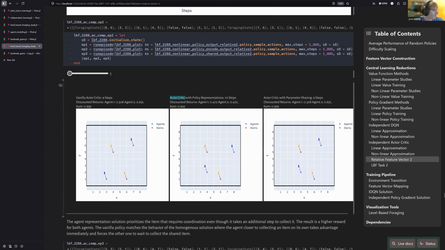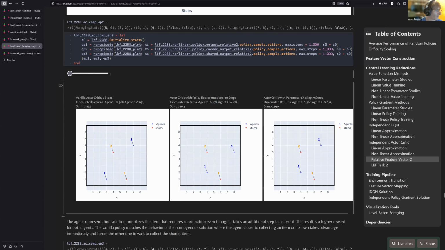Notice that this version that uses policy representations actually takes more steps to complete an episode. But we can see the returns are more evenly shared between the two agents, and the overall sum of the result is slightly higher. Now, this algorithm is not directly optimizing the sum of rewards because this isn't a common reward problem. The agents get distinct rewards based on which items they individually collect and how they participate in collecting items together. So we shouldn't necessarily expect this number to be higher or lower for one algorithm, but we can see how the agents are working together to do this.